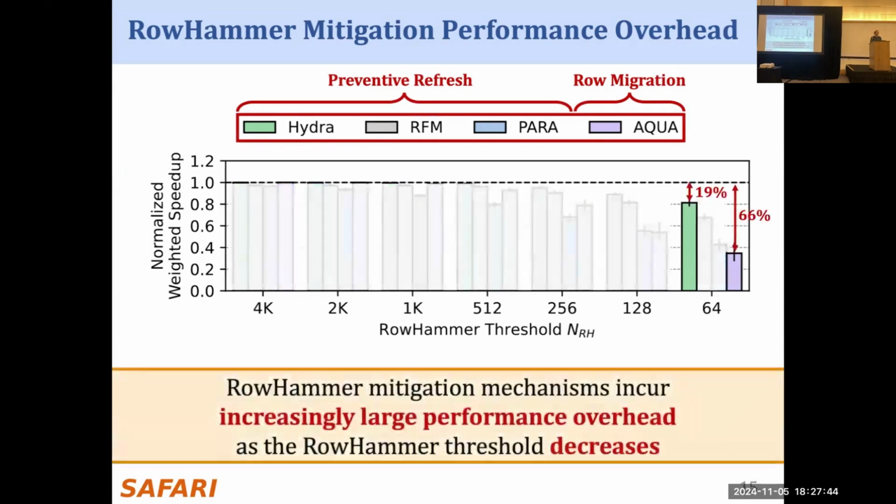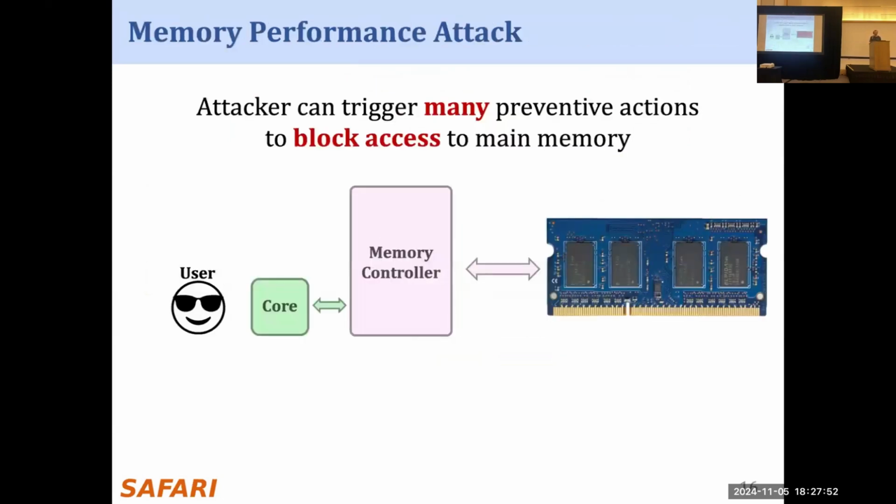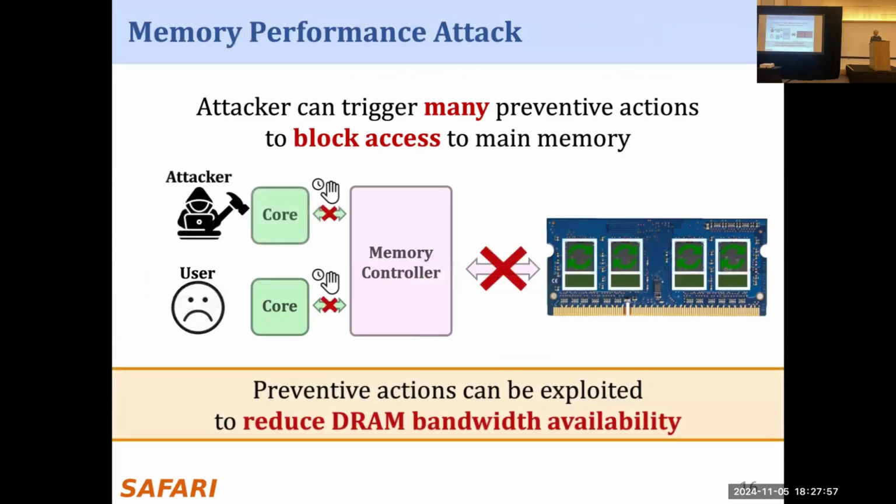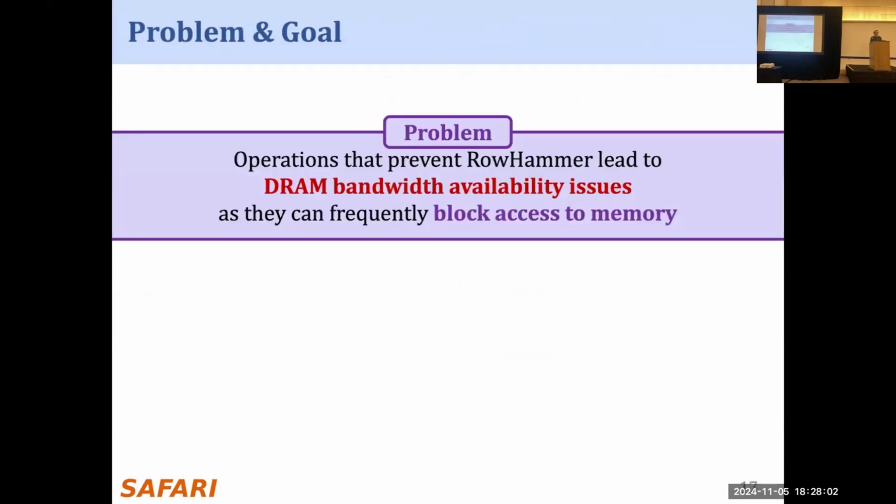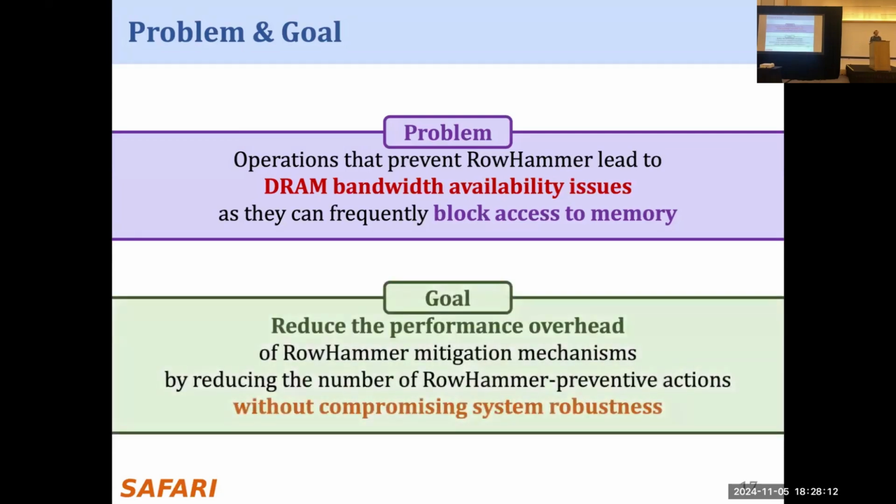From our results, we observe that RowHammer mitigation mechanisms incur increasingly large overheads as the RowHammer thresholds decrease. Even worse, at lower RowHammer thresholds, RowHammer preventive actions become a potential memory attack vector, where an attacker can intentionally trigger many of these actions and deny access to main memory. Therefore, the problem we tackle is that operations that prevent RowHammer lead to DRAM bandwidth availability issues, as they can frequently block access to memory. And our goal is to reduce the performance overhead of RowHammer mitigation mechanisms by reducing the number of performed RowHammer preventive actions without compromising system robustness.